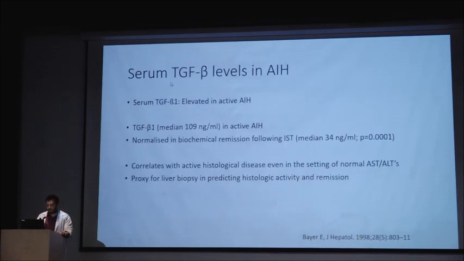Coming on to the next marker, that is serum TGF beta level in autoimmune hepatitis. It is usually an immunosuppressive cytokine. However, it has been shown to be elevated in autoimmune hepatitis. The median level of TGF beta is usually 109 nanogram per ml in active autoimmune hepatitis, and after the biochemical remission, the normal range is around 30. It has been shown to correlate with the histological disease even in the settings of normal AST and ALT, and can be used as a proxy for predicting the histological activity and remission.